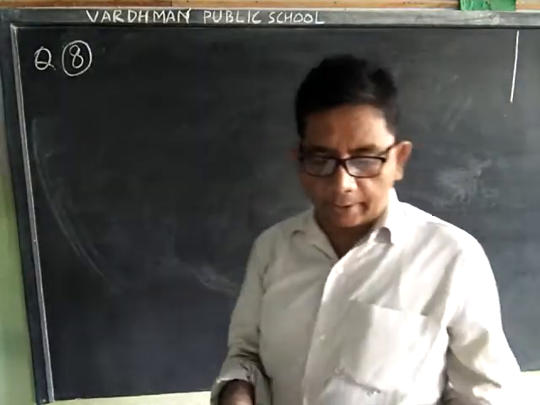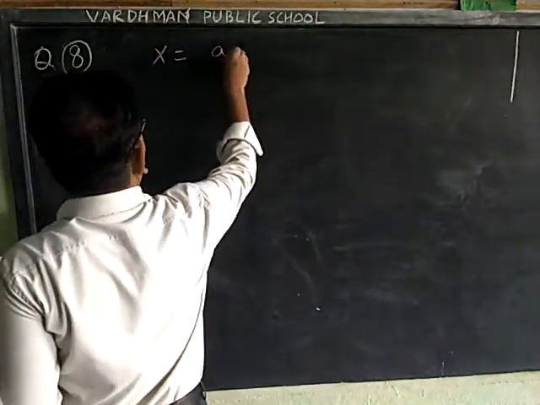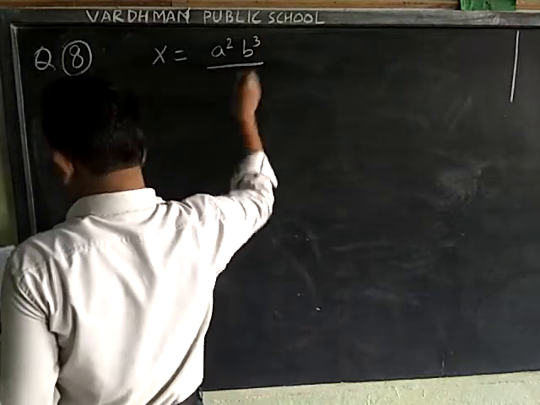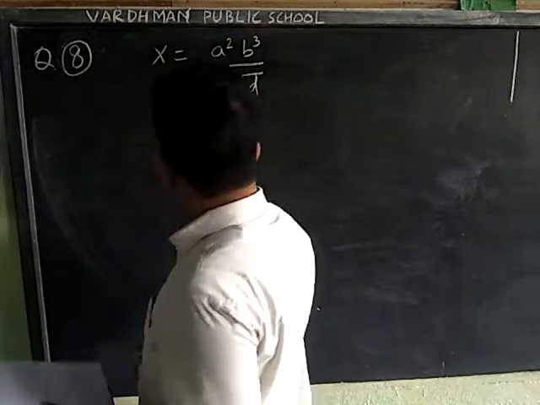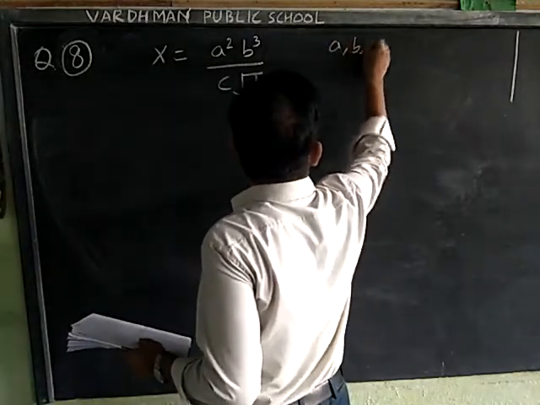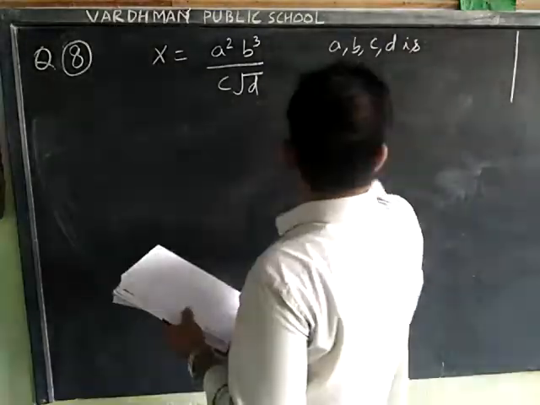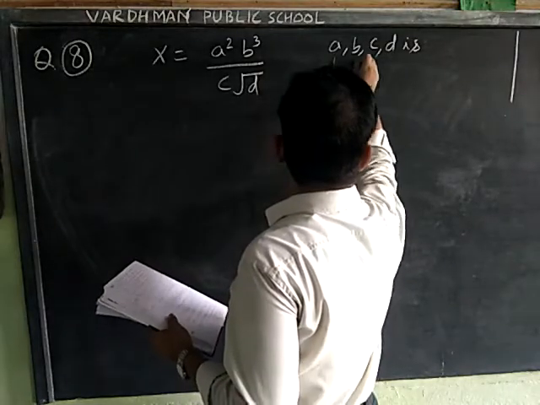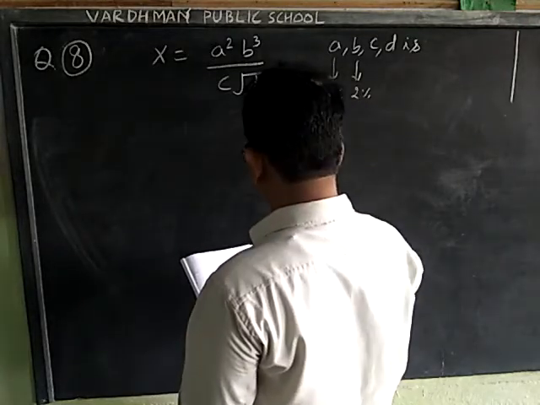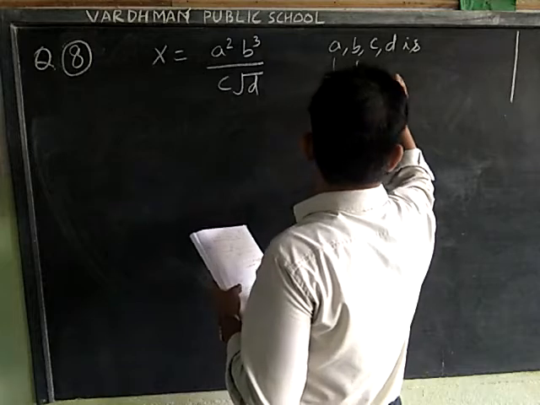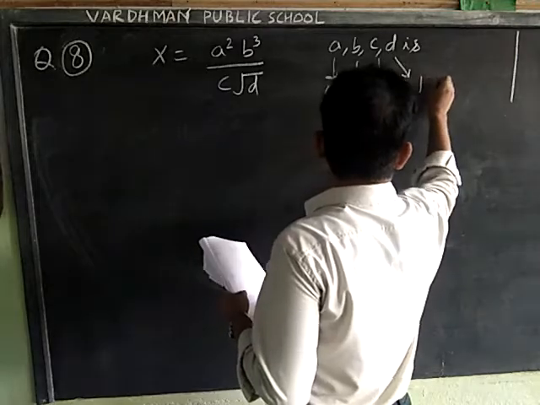Now a physical quantity x is given that x is equal to a square b power 3 upon c under root d. Percentage error in a, b, c, d is 4%, 2%, 3% and 1%.